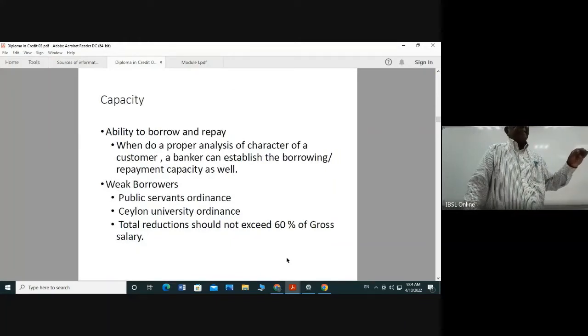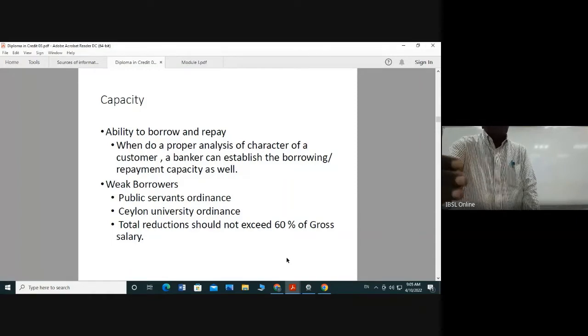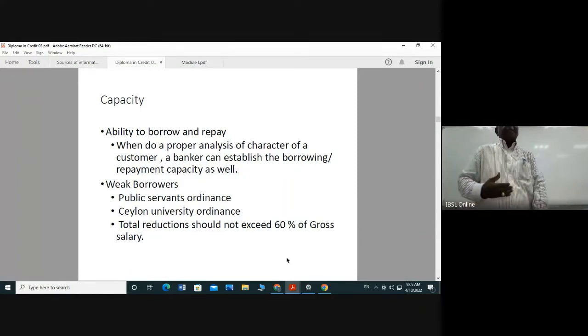Then the capacity, the second C. That is whether he has the capacity to repay as it is now, whether it's a consumer credit. So what is his present capacity to repay this facility if the loan is granted. Therefore, we have discussed weak borrowers, actually by the Public Servant Ordinance and the Sloan University Ordinance. I have explained that. It says the total deduction should not exceed 60% of the gross salary of that employee. If the bank, after granting the facility, wants to recover it through the pay sheet of the customer, then the total deduction should not exceed 60% of the gross salary of the customer.